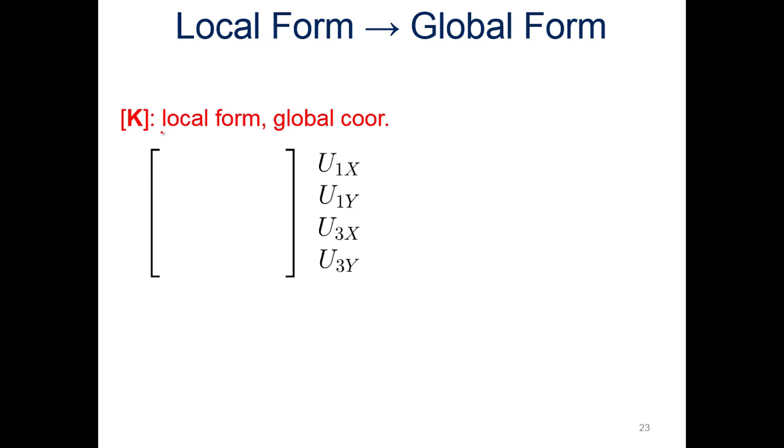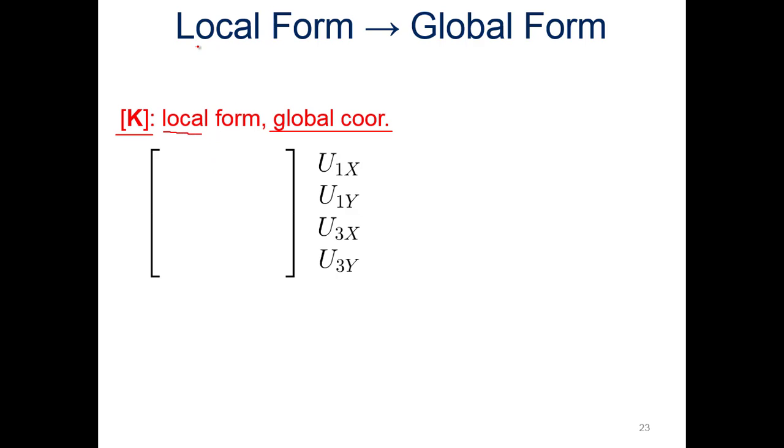Capital K means we're in global coordinates, right? Global coordinates, but we're still in local form. Why? Because when we look at the nodes that are involved, we only have two nodes, and our whole system is actually made up of 3 nodes. So until you have all 3 nodes showing up, you're dealing with the local form. So that's why this is called the local form.